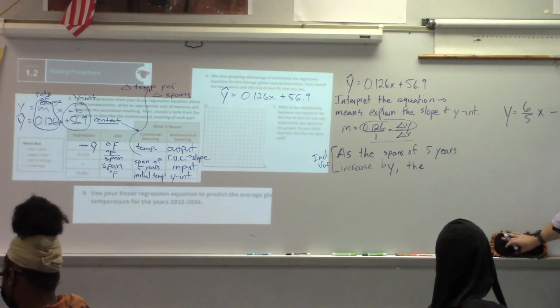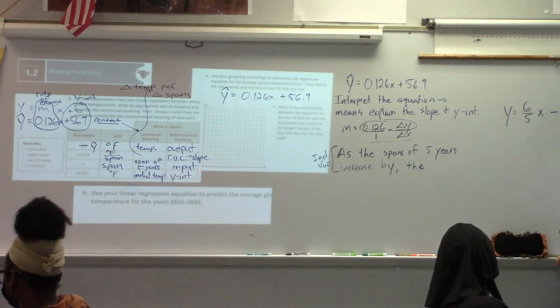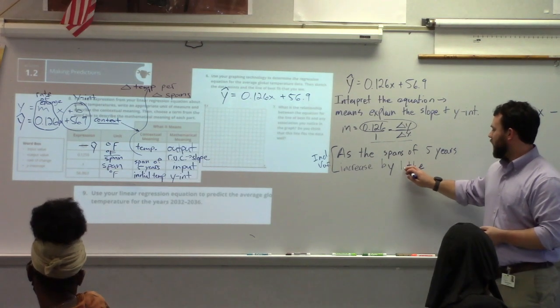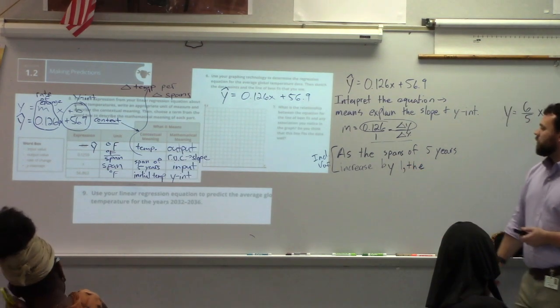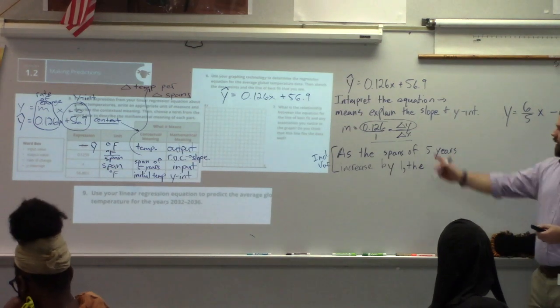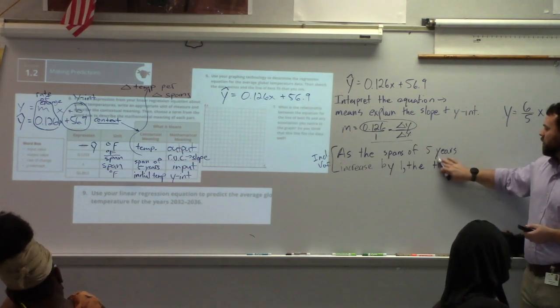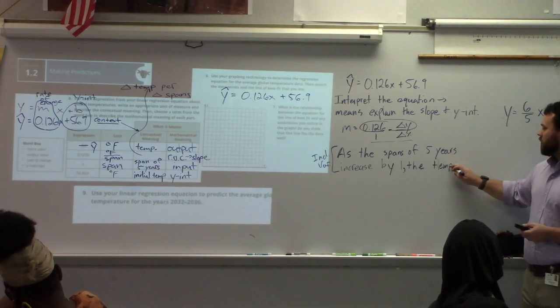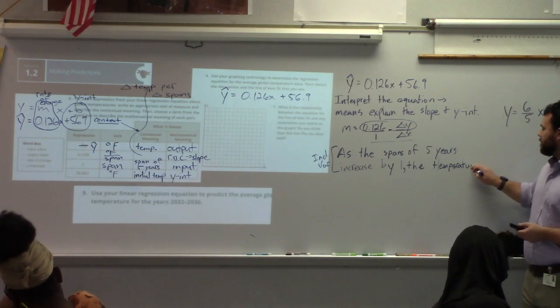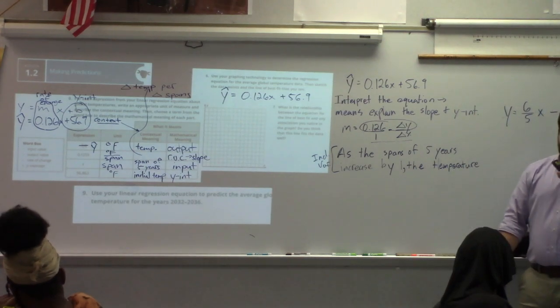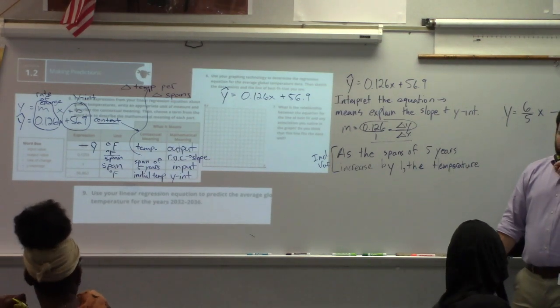Wait, so when is it increases by 1? Oh, I forgot the 1, my bad. Increases by 1. And now I can talk about the y, the temperature. The temperature what? The increase by 0.126? There's one word that we want to include in there. Does anyone remember it?